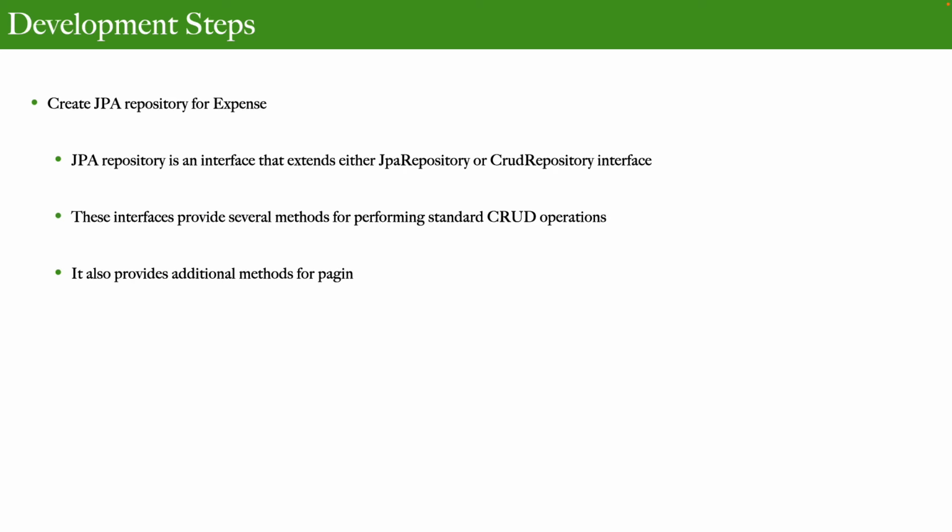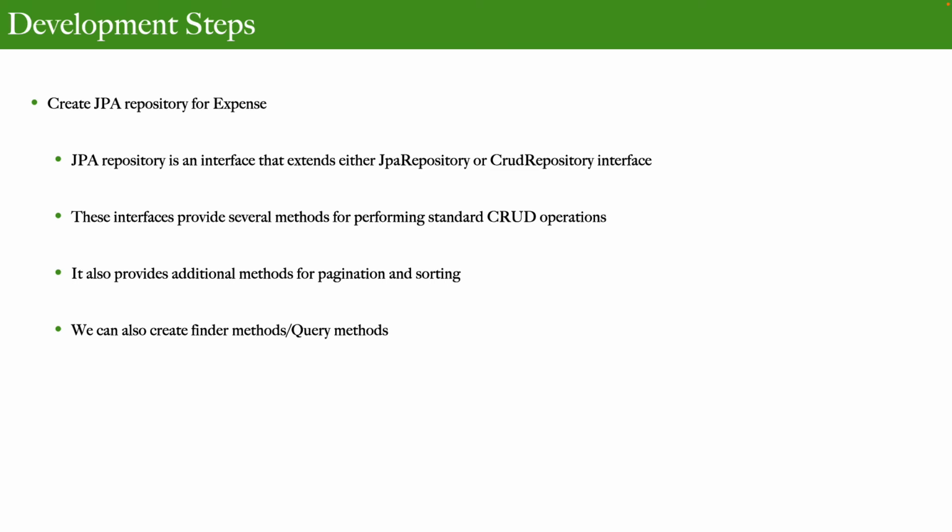The next step is to create the JPA repository for the expense resource. Once we create the JPA entity, we need to create the JPA repository. This JPA repository is an interface that extends either the JPA repository or CRUD repository interface. Basically, JPA repository and CRUD repository are interfaces. If we are creating the JPA repository, we have to extend either one of these interfaces. If we extend these interfaces, then it provides a bunch of handy methods to perform the CRUD operations.